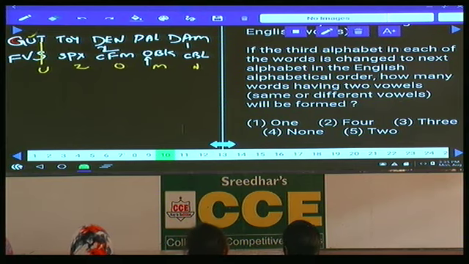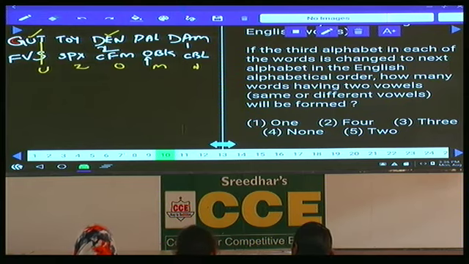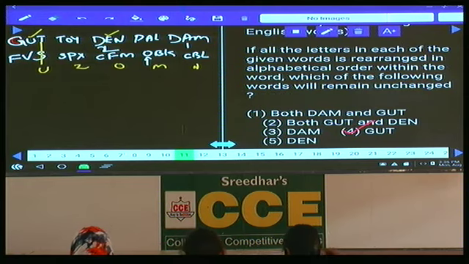Out of which, here there are 2 vowels, here also there are 2 vowels. Hence, in 2 of the words we are able to find 2 vowels. That is choice 5. Then question number 11.